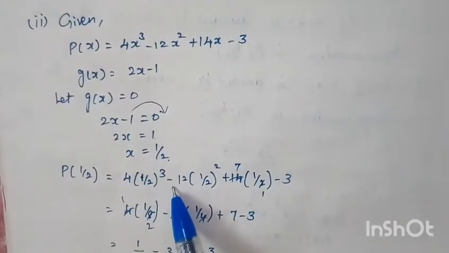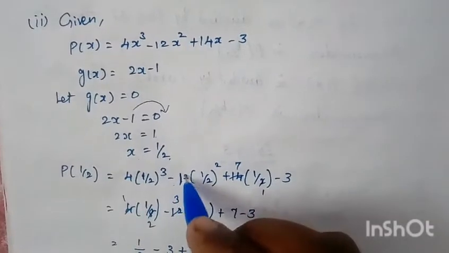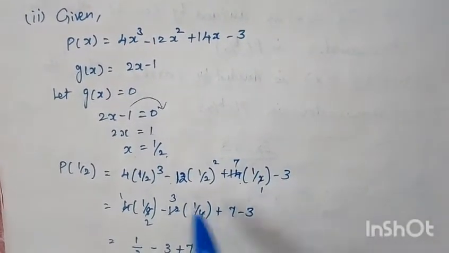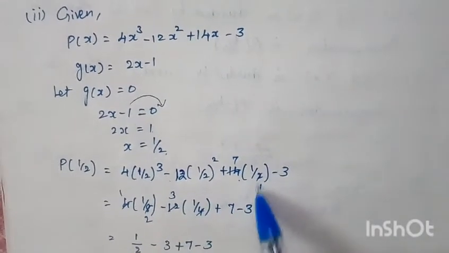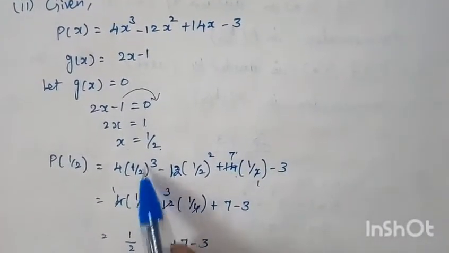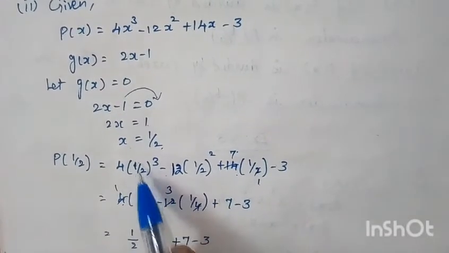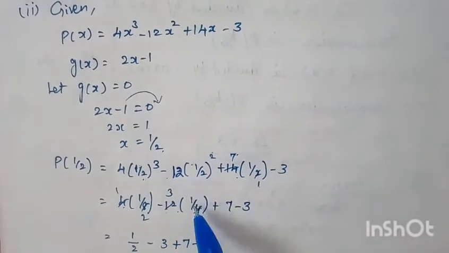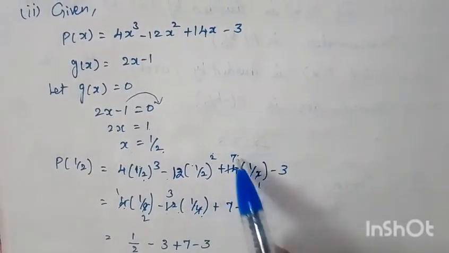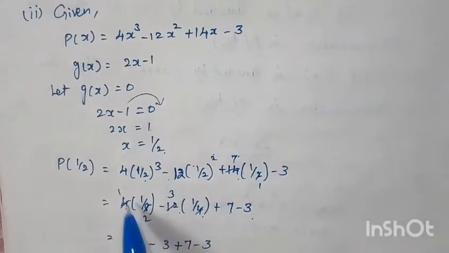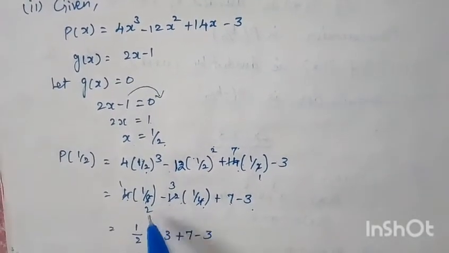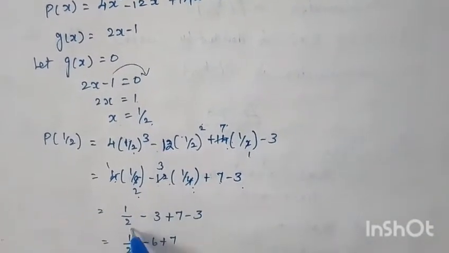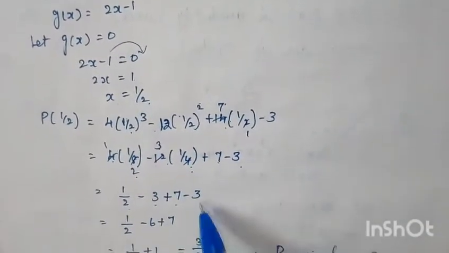So that is 4 into 1 by 2 whole cube minus 12 into 1 by 2 whole square plus 14 into 1 by 2 minus 3. Here cancelling is possible, you have to cancel: 1 2 is 2, 7 2s are 14. Then simplify 4 into 1 cube by 2 cube. 1 cube value 1, 2 cube is 8, minus 12 into 1 square value 1, 2 square value 4. So that is plus 7 minus 3. Now cancel: 1 4 is 4, 2 4s are 8, 1 4 is 4, 3 4s are 12. So after cancelling here we have 1 by 2, here minus 3 plus 7 minus 3.